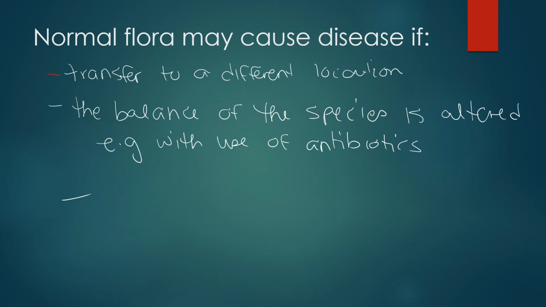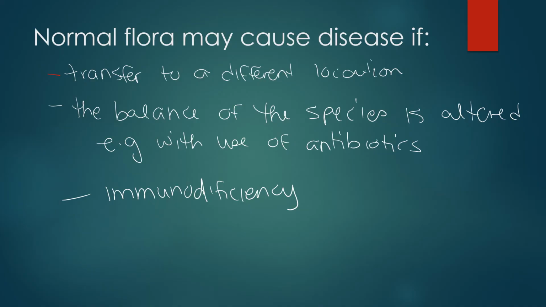Another reason normal flora can become pathogenic is if the body's defenses are impaired, in the case where the client becomes immunocompromised or immunodeficient. So think about clinical incidences of patients becoming immunocompromised. HIV patients that have developed AIDS will have immunosuppression. If your patient has cancer and they're on chemotherapy, that would also cause them to become immunocompromised.